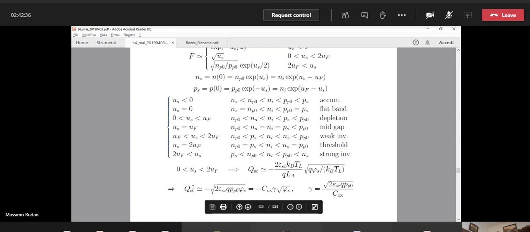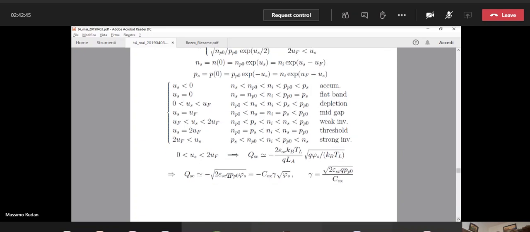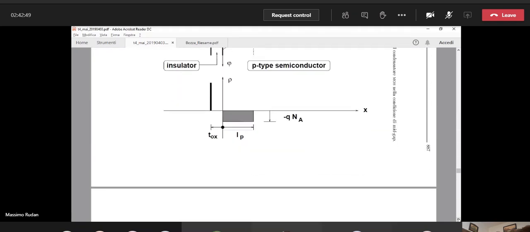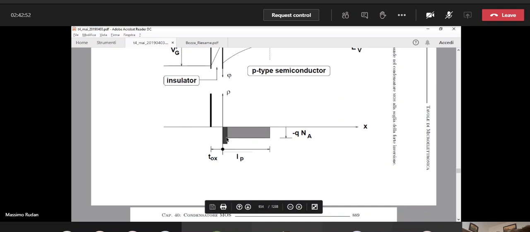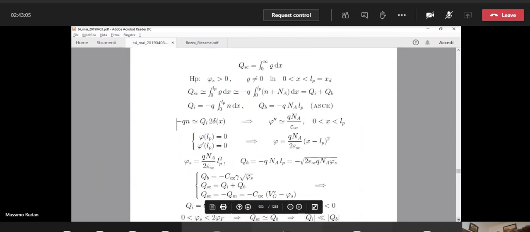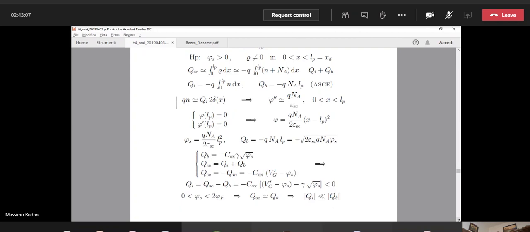So this relation applies in the depletion and weak inversion condition. We extend this relation also to strong inversion because we have replaced this layer of charge with the Dirac delta. Okay, so we have again a constant charge associated to the dopant atoms.